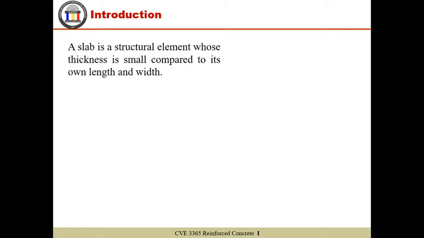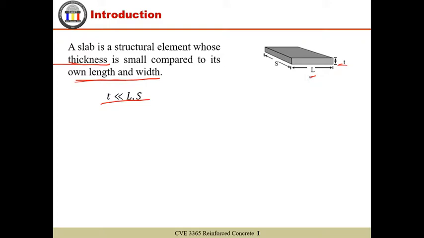So mostly, we can define the slab. We can say that the slab is a structural element. Mostly, or always, its thickness is small compared to its own length and width. In another meaning, we have the thickness here, we have T here. Mostly, T is smaller than the long and short direction. This L stands for the long direction, and this S stands for the short direction.